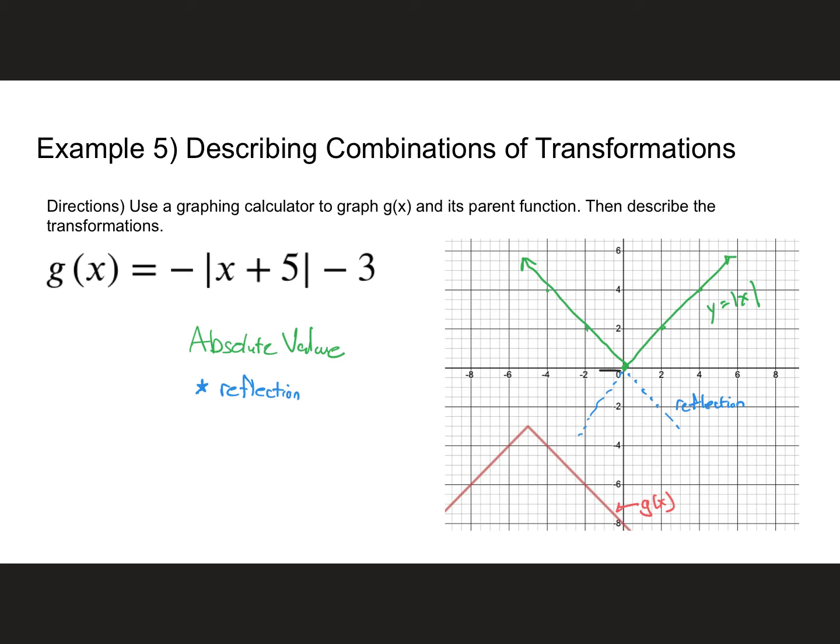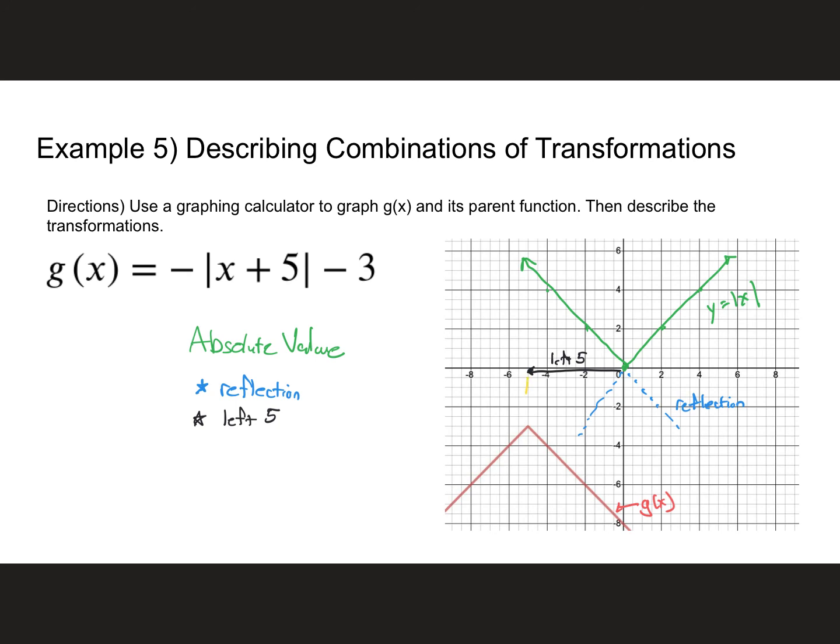Well, if I look at it, it looks like I went over. It looks like I went to the left, right? I went left 5 units. So that's actually the second transformation. I went left 5 units. We'd call that a horizontal shift, left 5 units. And then the last thing. What's the last thing that happened?